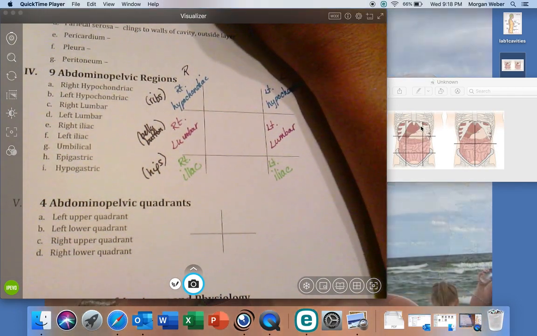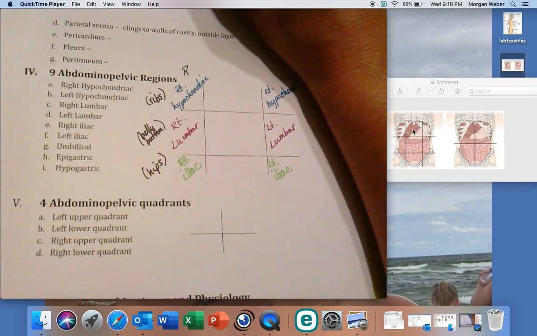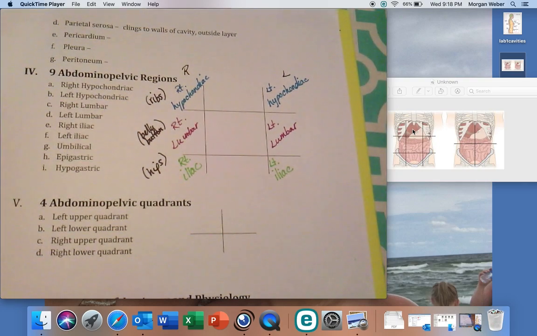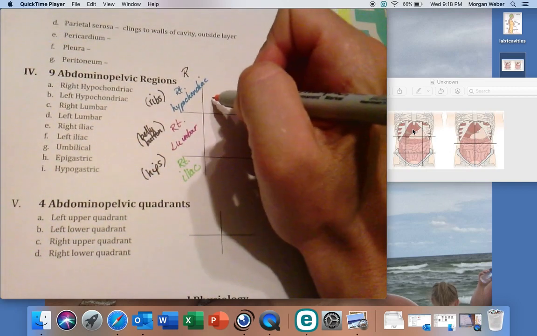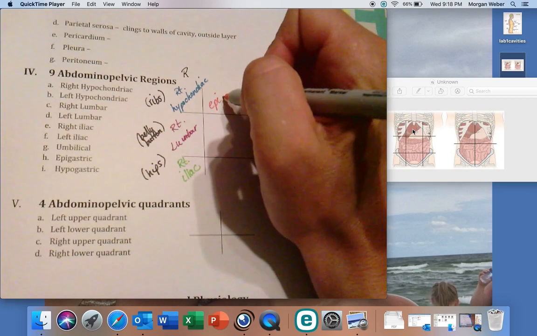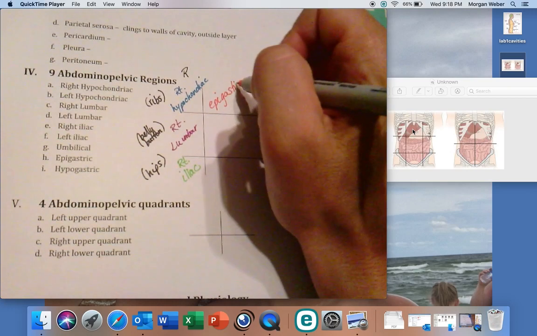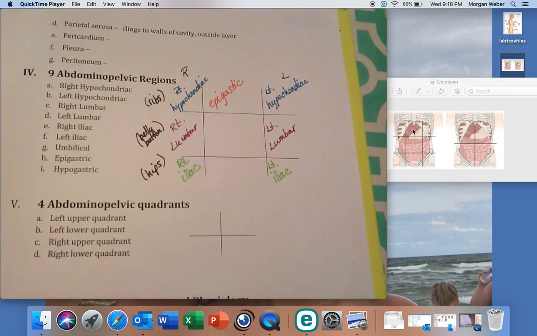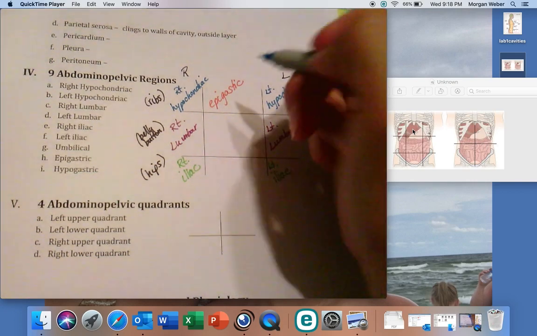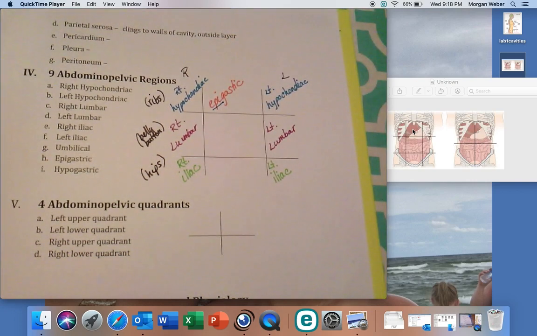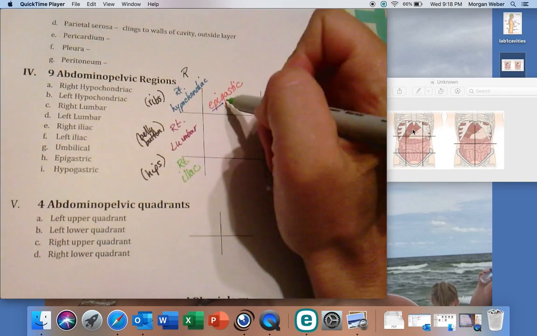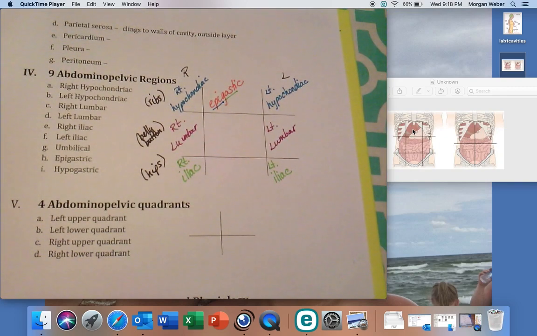Now let's do the center. So if you look in the center right here, my choices are umbilic, gastric or epigastric, and hypogastric. So med-term, epi. Epi is upon. So this is literally saying on the stomach. Epigastric. And so I'm going to use a different color and we're going to underline epi so we see that's upon, and we'll underline gastric so we know that's the stomach. So that's literally saying on the stomach.